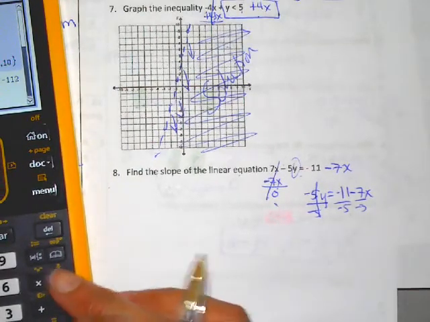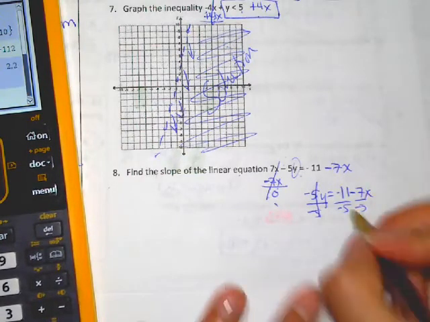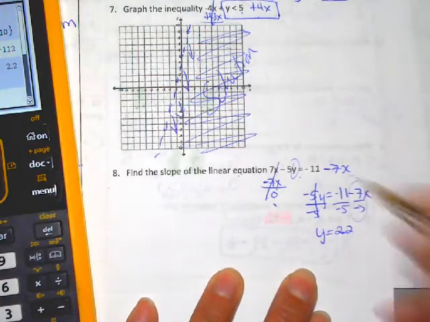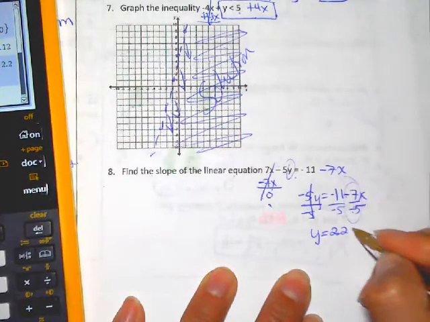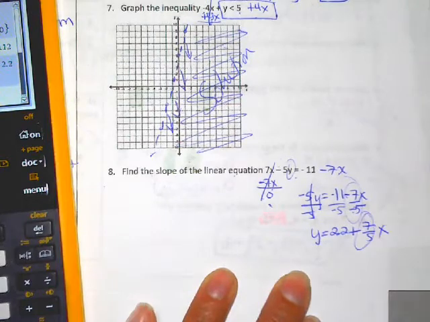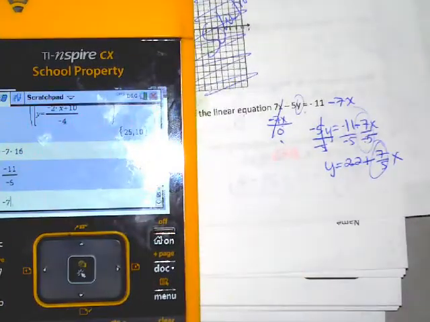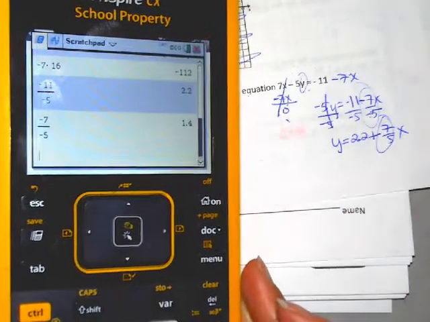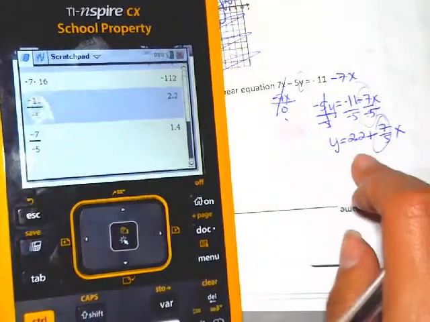So negative 11 divided by negative 5 will give me a positive 2.2. And then we usually want to leave our slope as a fraction. Negative divided by a negative is going to be a positive 7/5 x. In case they do give you the answer in decimals, then you would just put negative 7 divided by negative 5, control enter, and it's positive 1.4. I really think they're going to give it to you in a fraction though, because they usually do.